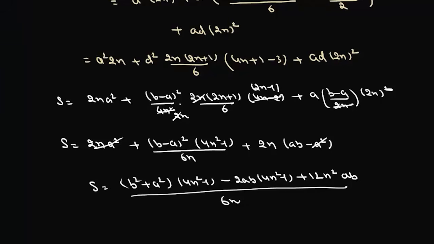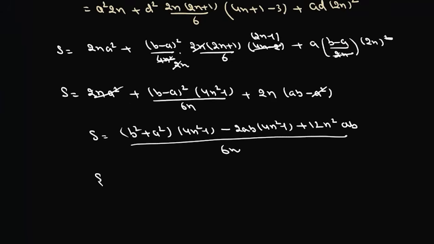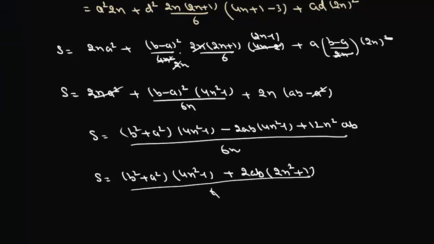So we can write this sum as (b square plus a square) into (4n square minus 1), and we'll take 2ab common, so it will be this (6n square minus 4n square), which is 2n square, plus 1, whole divided by 6n, which is what we need to prove in this question.